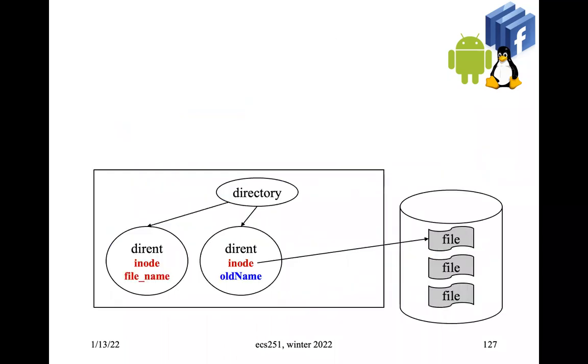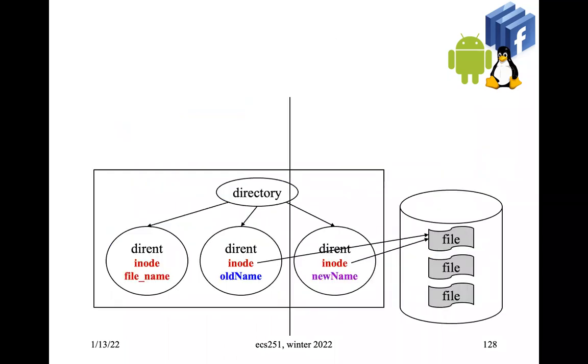And I just want to use one example to tell you about this. So for example, I'm trying to rename from the old name to the new name. This means that I'm going to move from this directory entry to the other one. Okay, I'm going to move. So this means that I'm going to remove this one and I'm going to create this one. So in some sense, that's how we implement it.